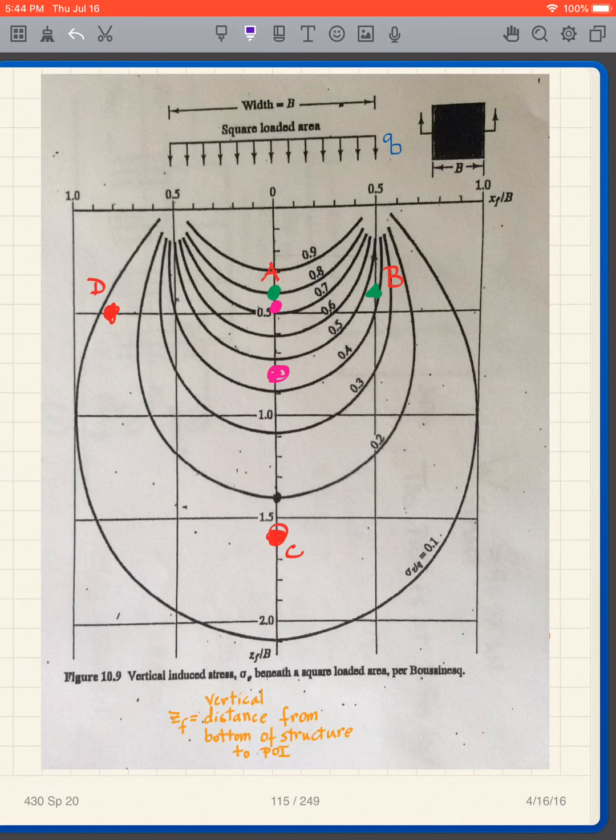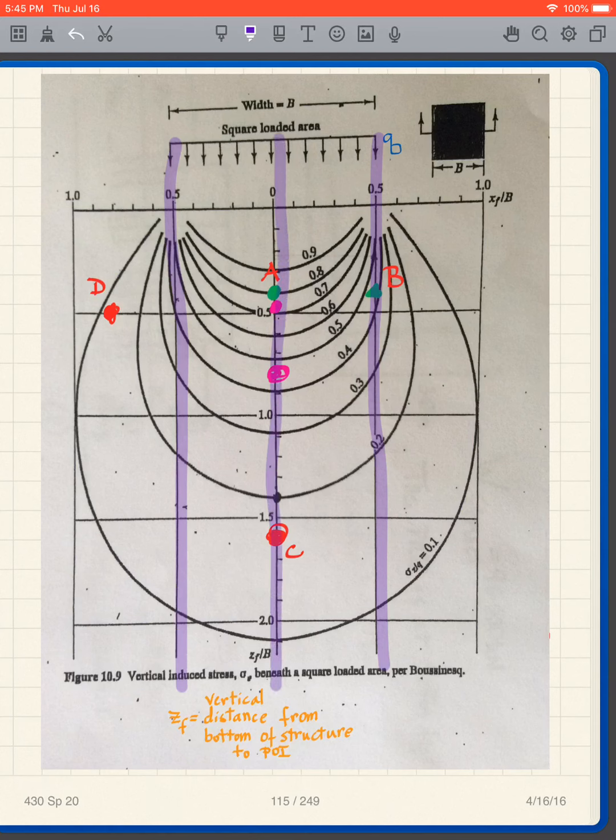Then I have my surface stress, Q. And this surface stress, the way to look at this is here is the ground surface right here. And I have the stress applied there, that Q. And then everything, this is below the edge of my structure. This is below the other edge. It's symmetric. This is below the center of the structure.